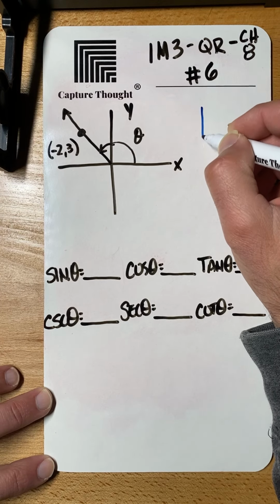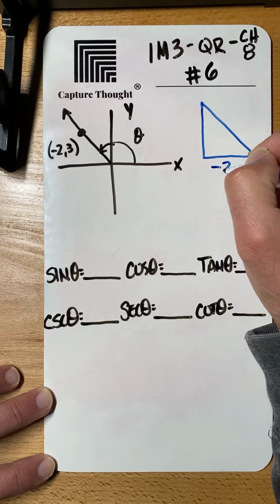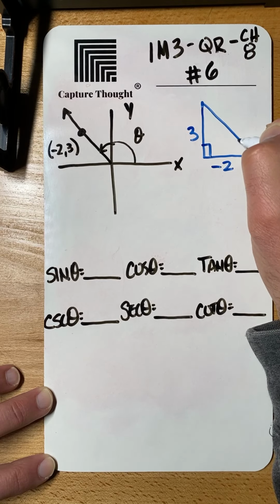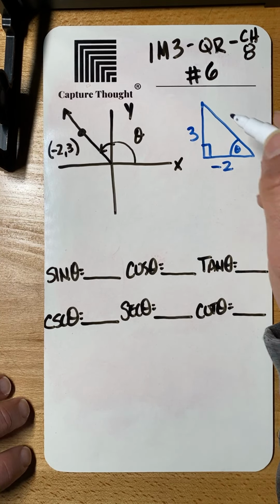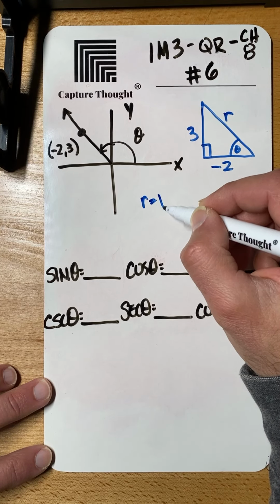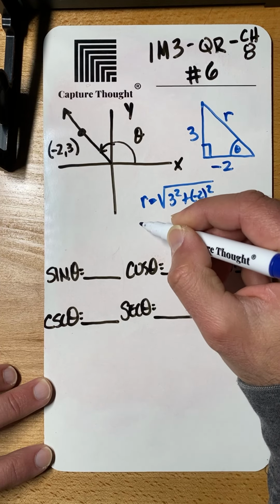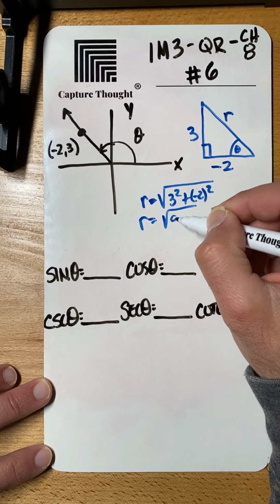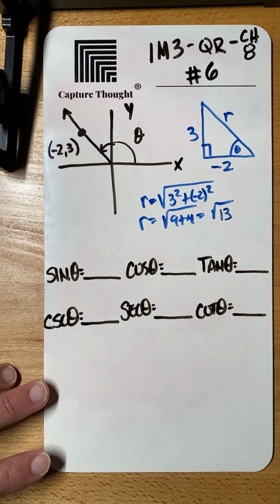So what we want to do is draw the triangle that this would create. This would be -2, this would be 3, this would be a right angle. This is the theta that we can use, but really we're using this angle here to describe all of the trig functions for theta. So this is your r value. Again, r is just equal to the square root of 3 squared plus -2 squared. So r is going to be the square root of 9 and 4, which is just the square root of 13. So that's your first move.